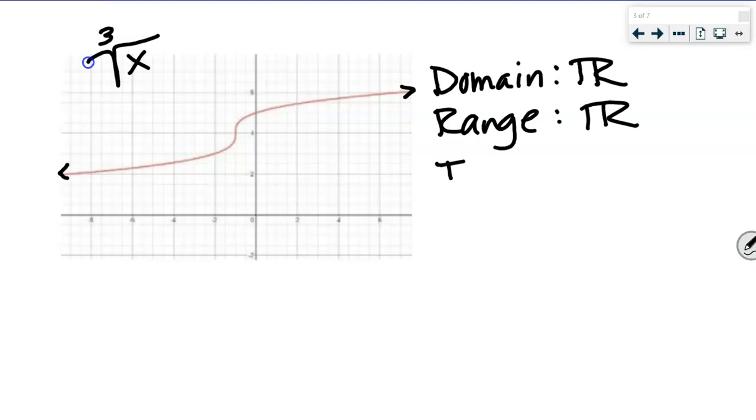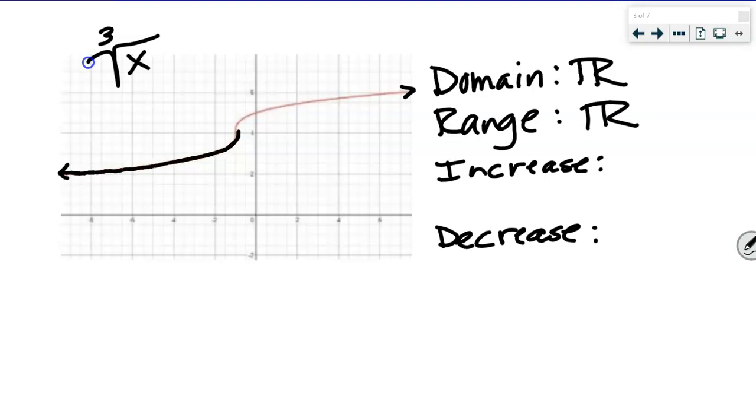Then we're going to talk about increase and decrease. So once again, let's look at this graph. We're going to move in on it from the left and move to the right. What do you notice? What's happening with this graph the whole time? Yes, it's increasing. Now notice there's arrows on both ends, right? So it's increasing from where? Negative infinity to infinity, and it did not decrease at all. So we're going to say not applicable again.